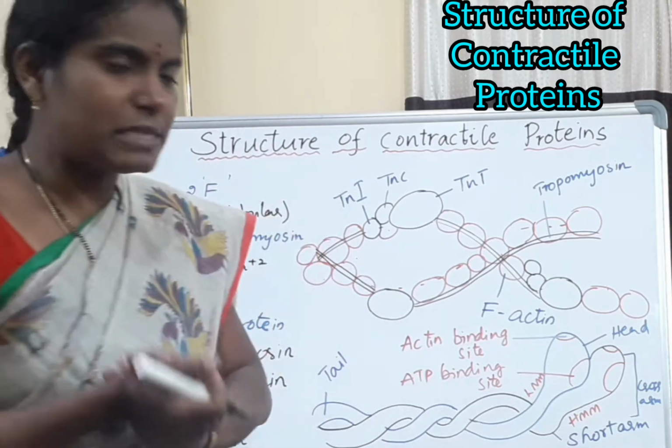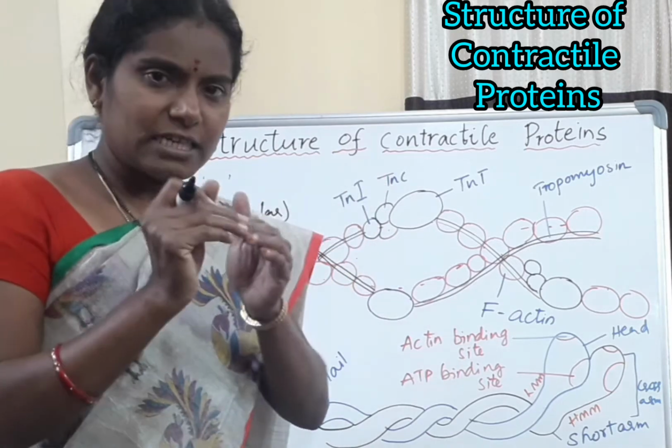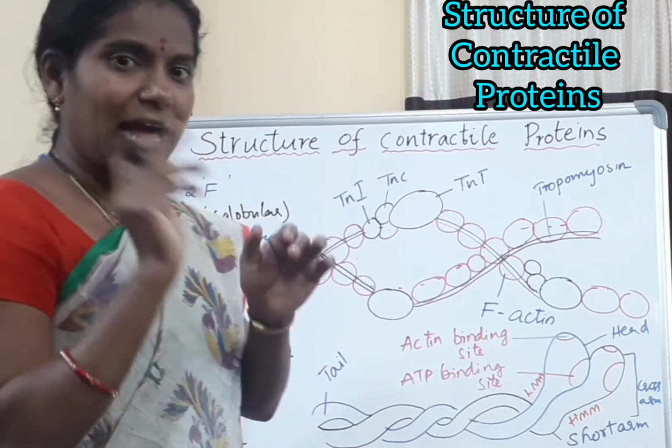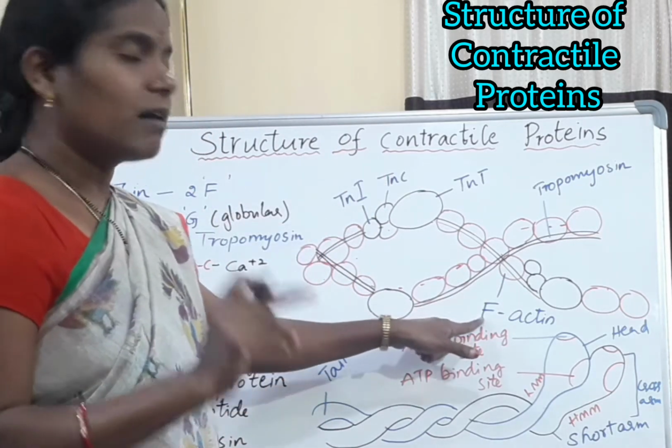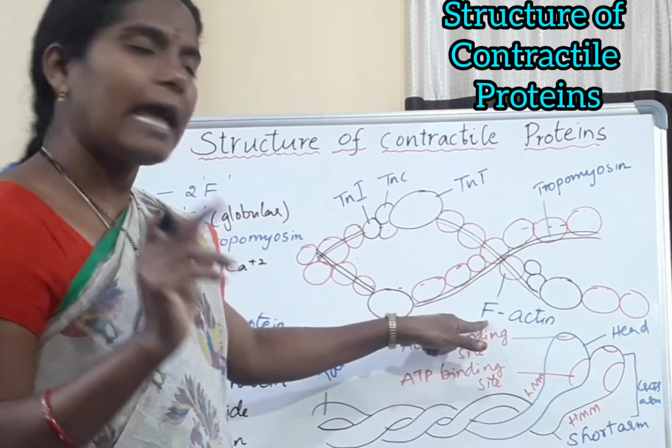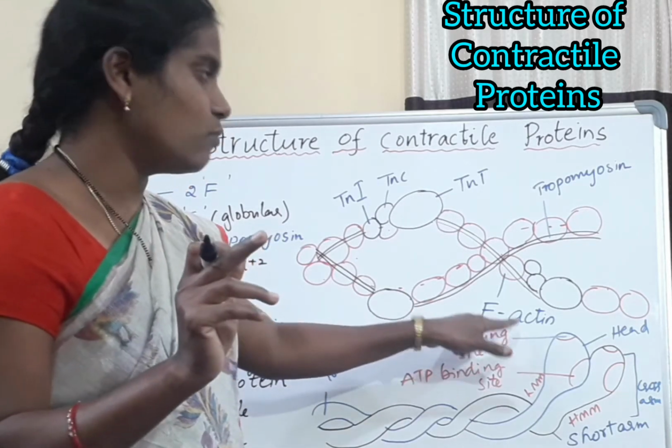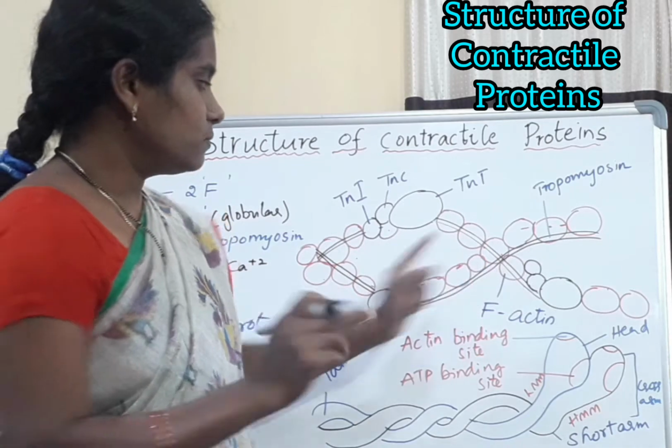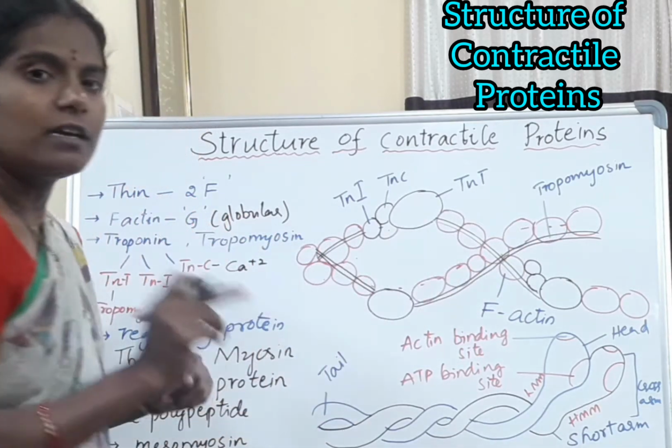Now, very simple students. Actin is a thin filament. The actin filament is constituted by two F, filamentous actin molecules, and they form the actin filament.